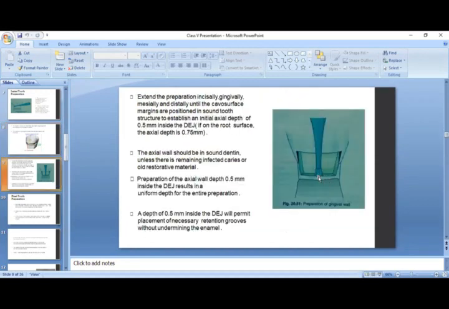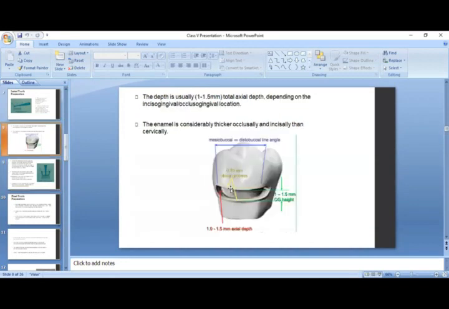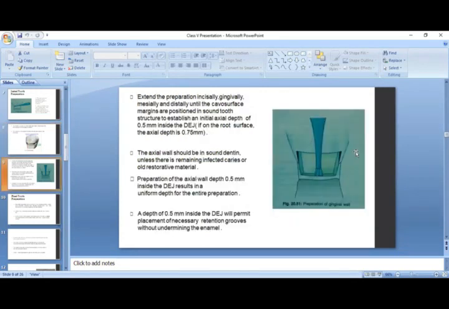Now, this is again the inverted cone burr. You can easily see that the cavity design is very small in that area, and the cavity design in that picture is big. The inverted cone burr would be the same. The depth of the carious region is according to the cavity, like 1.0 to 1.5 millimeter. Now, extend the preparation incisally, gingivally, mesially and distally until the cavosurface margins are positioned in sound tooth structure, to establish an initial axial depth of 0.5 millimeter into the dentin.